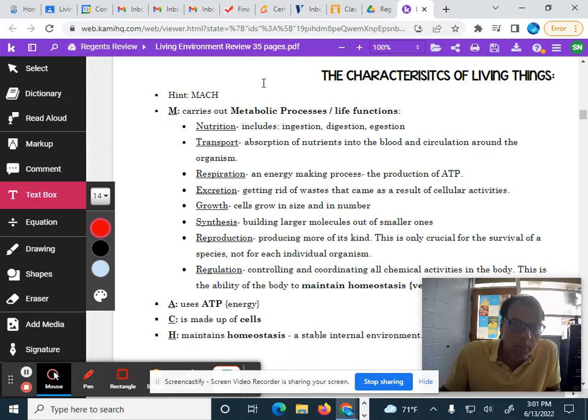Metabolism is an important word. Metabolic processes, those mean the chemical reactions happening within your body. Synthesis is make, when you're making things. Degradation or digestion is when you're breaking things down. We have enzymes that make things. We have enzymes that break things down.